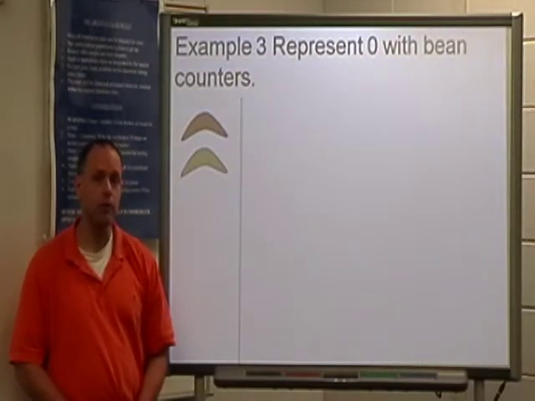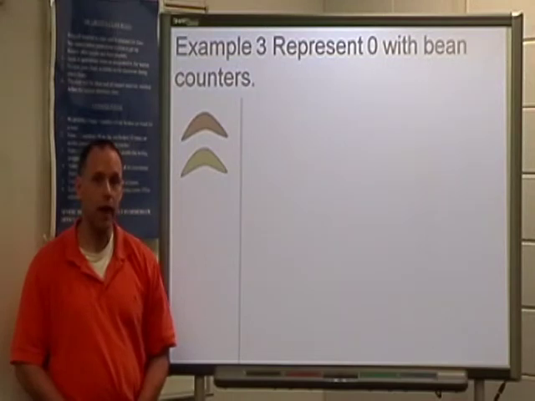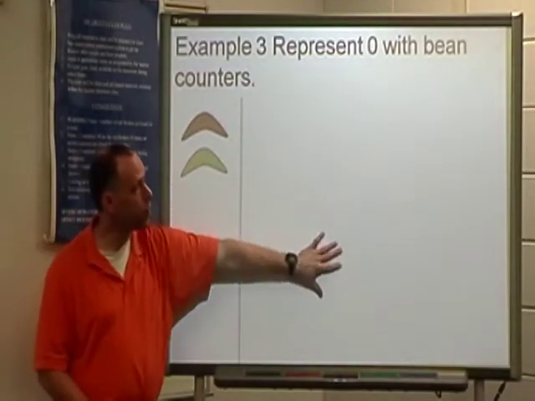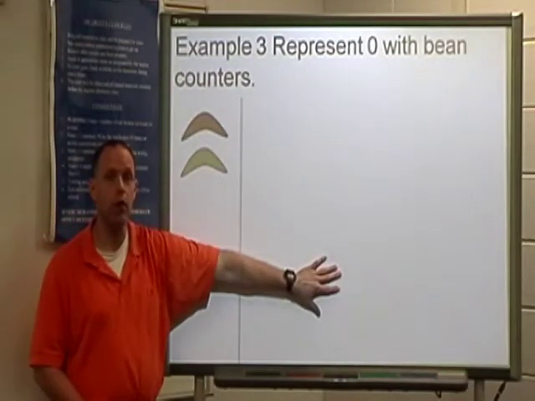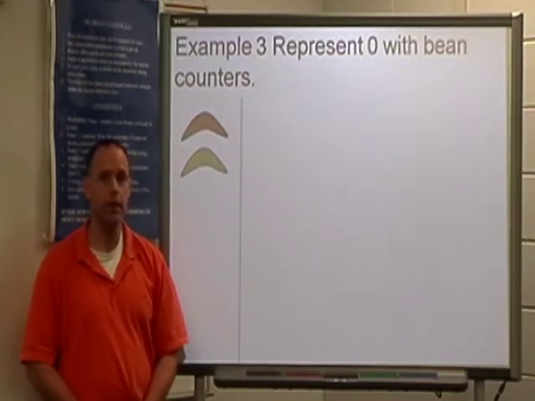Now 0 is a strange number to represent with the bean counters. First of all, many people think that the number 0 means nothing. And with that idea, leaving a blank workspace would be one way of representing the number 0. But I can also use the bean counters to represent 0.